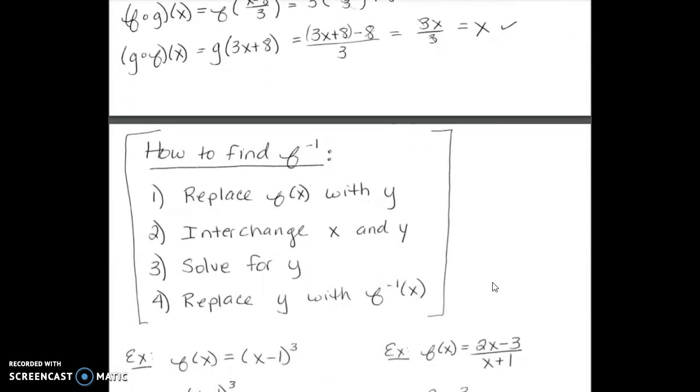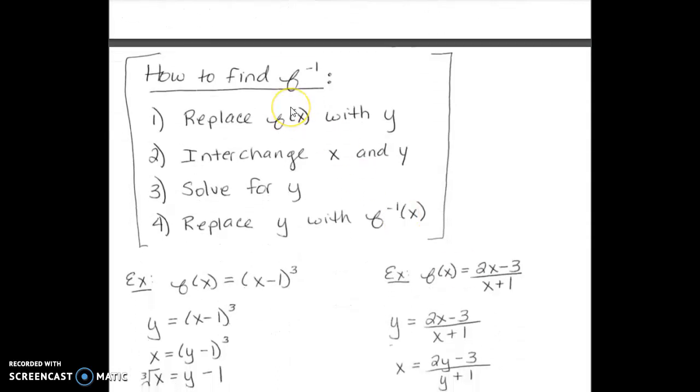If we're only given one function and we're asked to find the inverse, here are our 4 steps. Step 1, replace f of x with y because that's what f of x represents. Then we're going to interchange x and y because essentially that's what's happening when you create an inverse. You're reversing the roles of the two variables. After we've interchanged them, we're going to solve the new equation for y. And once we have y by itself, then that represents the inverse function, so we're going to replace it with inverse notation.